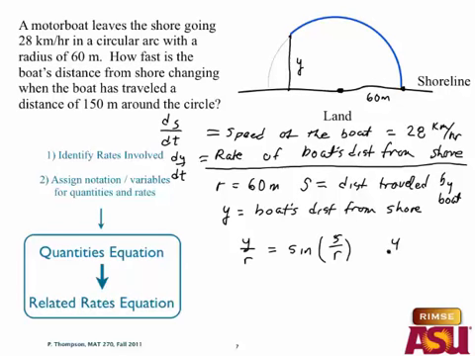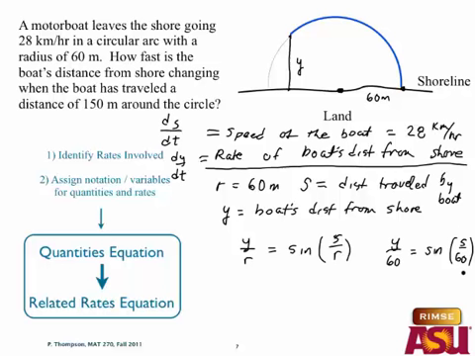So we can do y over 60 equals sine of s over 60. That's fine. But you can't plug in 150 for s. Why? Because s is a changing quantity. It has a rate of change that's not 0. So now we're ready to go.